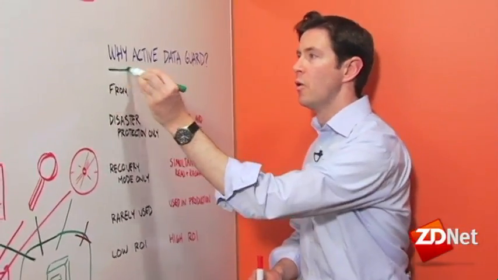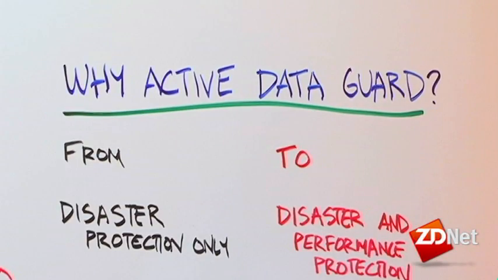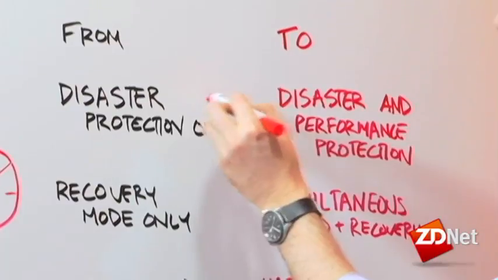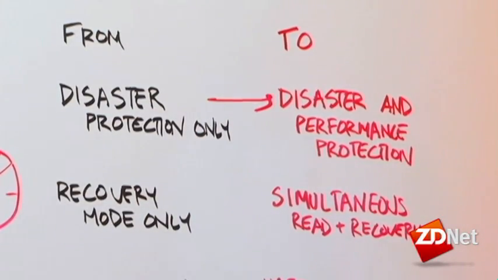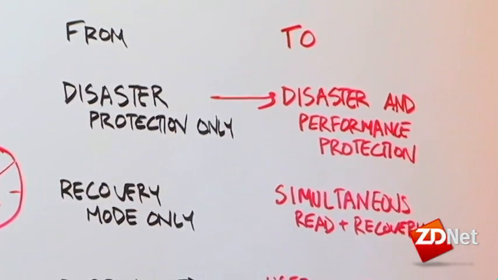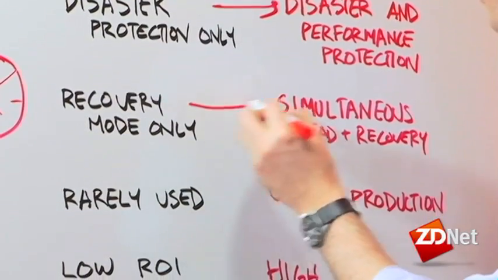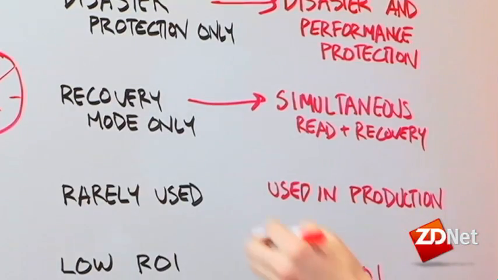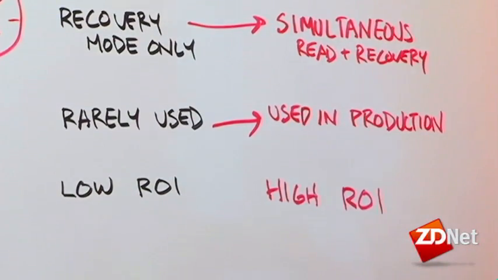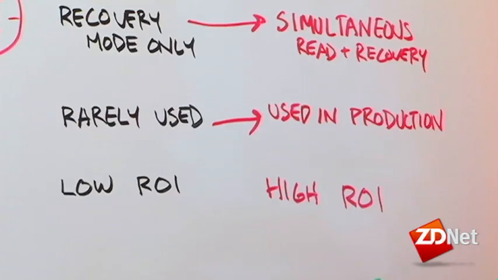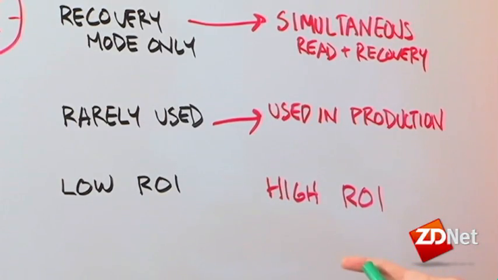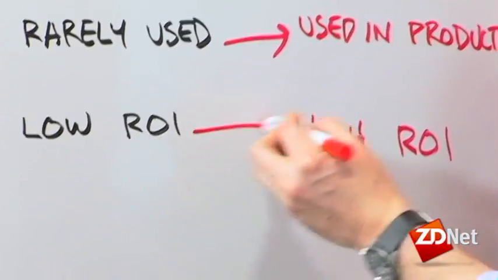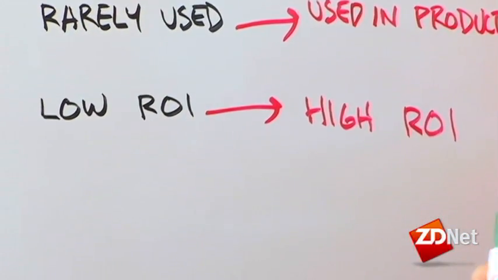So why Oracle Active Data Guard? Well, as we talked about, it allows you to move from disaster protection only to investing in disaster and performance protection simultaneously. You basically move from a recovery mode only to simultaneous read and recovery with Active Data Guard. You go from a system that was rarely used to something that can be used in production for all of your read-only activities, your reports and queries and incremental backups. And perhaps most importantly, you move from a low ROI to a high return on your hardware and software investments.